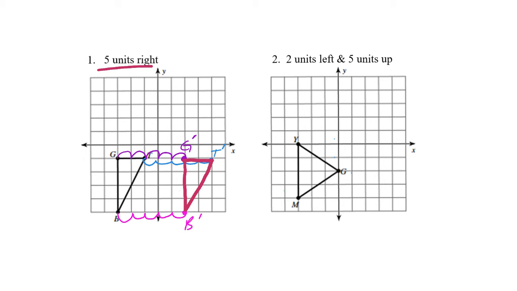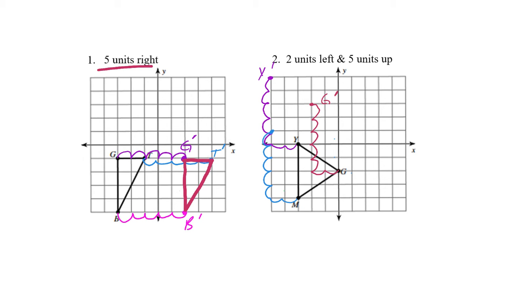Okay, the next one I want to do actually has 2 moves to it. We're going to go 2 units to the left and 5 units up. So we want to do that with every single point. So I'm going to start with Y. I'm going to go left 2, 1, 2, and up 5. 1, 2, 3, 4, 5. And that is going to be Y prime. Same thing with G, left 2, 1, 2, 1, 2, 3, 4, 5. That is G prime. And then last one, M, 1, 2, 1, 2, 3, 4, 5.